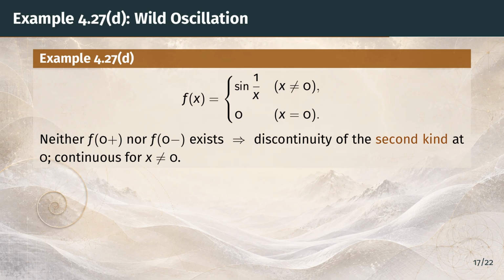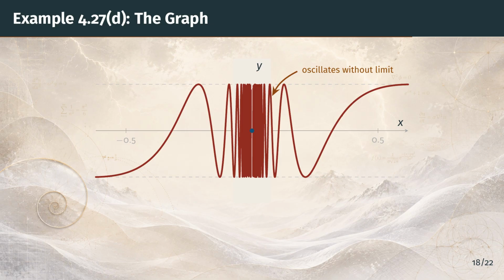Away from 0, sine of 1 over x is a composition of continuous functions. So by the composition theorem, theorem 4.7, it is continuous everywhere else. Let's look at how dramatic this is. And here is the graph.